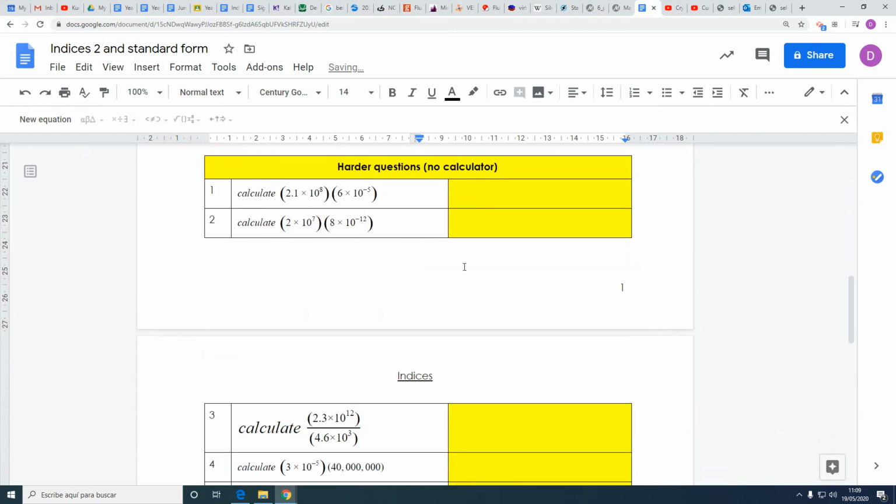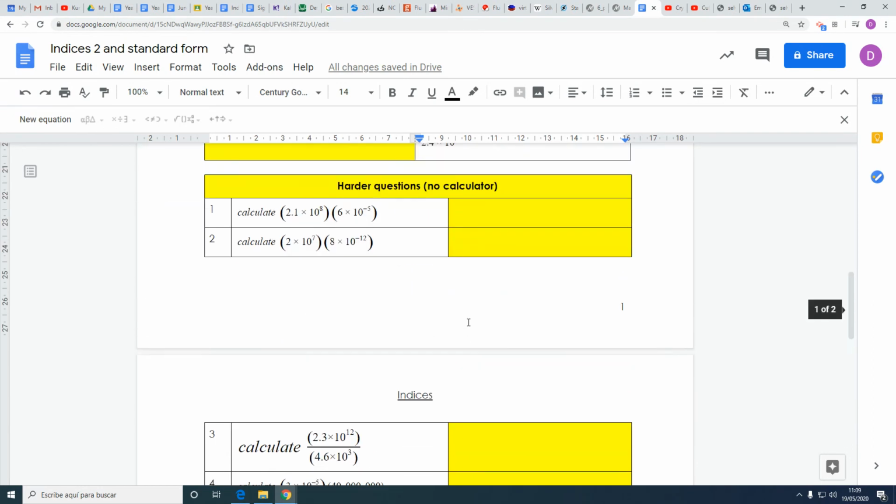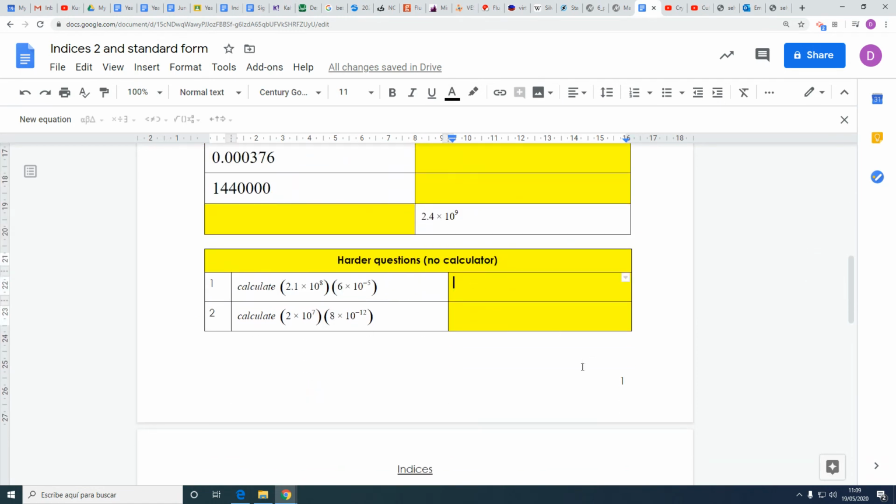Right. Harder questions. There's a couple at the end here which I really like. I think you'll enjoy those questions. You can use a calculator after question 9. Let's just try and do those ones. Now we have two numbers in standard form and we have to multiply them by each other. And here's how to do it.